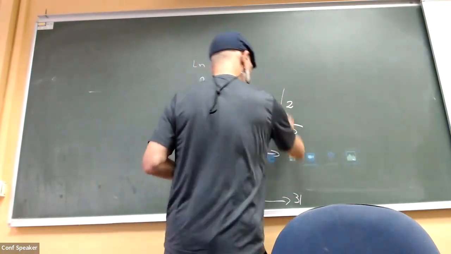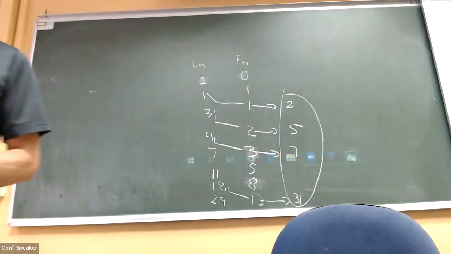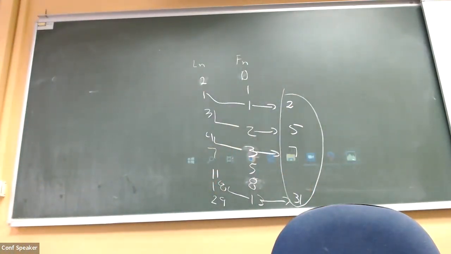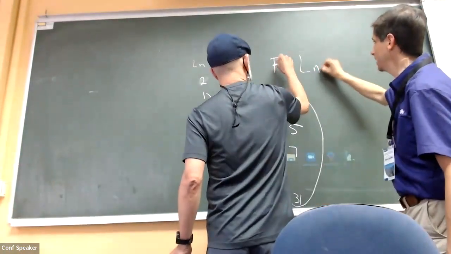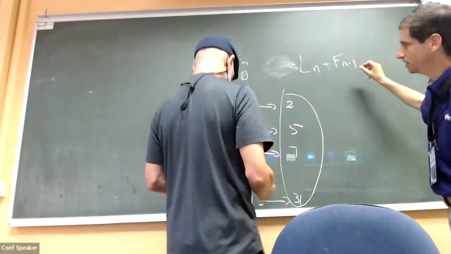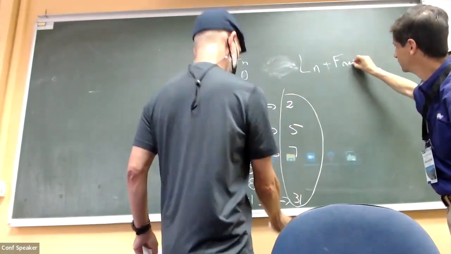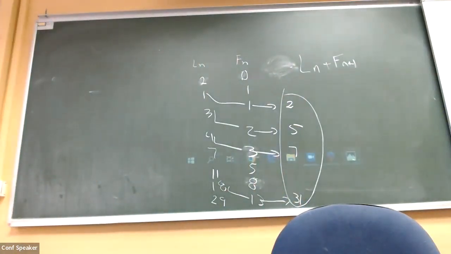So how many primes are there of this form? Are there infinitely many or just finitely many? And what you're talking about here, just to be clear, is you're doing, say, Ln plus Fn minus 1, or Fn plus 1. The index is n. Right? Okay. So are there infinitely many primes of the form? Right.